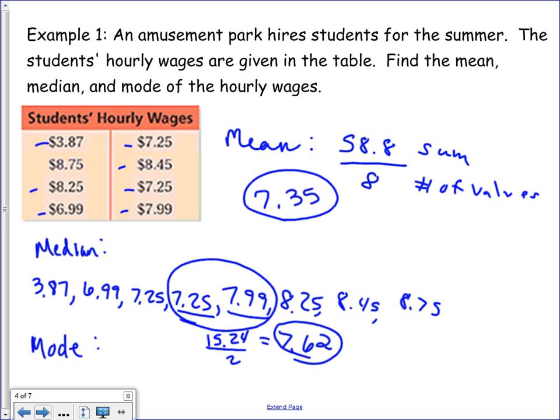And since 725 occurred twice, it's the only one that occurred twice, that's what my mode is, because it occurred twice. So the mean was 735, the median was 762, and the mode was 725.